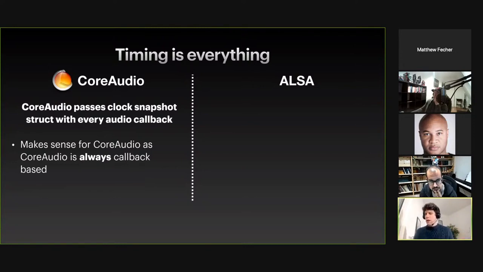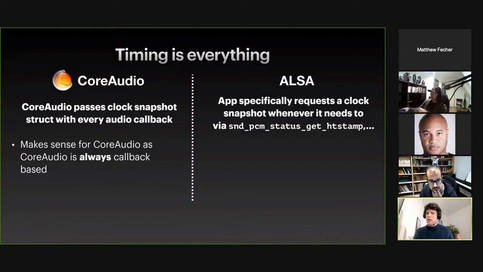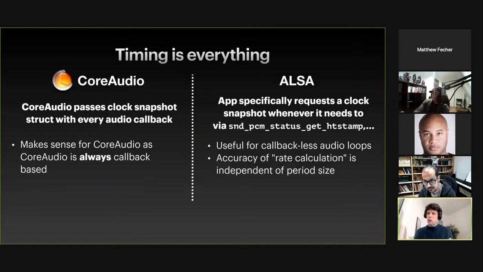You might not even get a callback for some devices. You might be sleeping or you might be waking up your CPU due to some other device. You explicitly ask ALSA to get this snapshot for you. And this is why this is again closer to the hardware, and I learned how the hardware works. This is useful for callback-less audio loops, but it's also, as I said before, nice because it makes this accurate rate calculation independent of the period size. With Core Audio, if you would want to make the rate calculation more exact, you would have to make the buffer size smaller. This is not the case with ALSA.